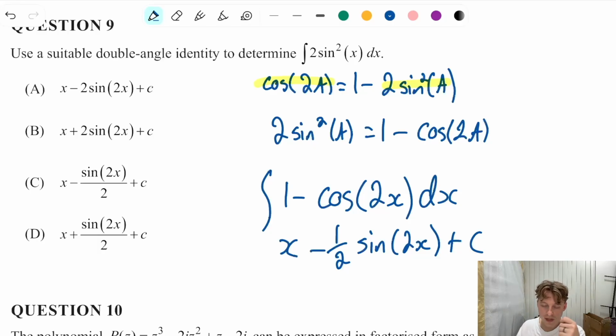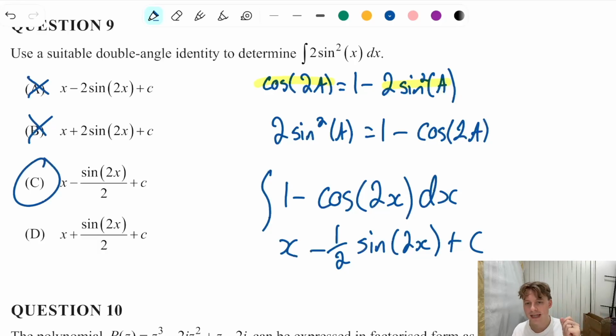So I'm looking at my options. It is not going to be A. It is not going to be B. My answer is going to be C. Again, just kind of matching up the answer I've got with my different options. 1/2 sine 2x is the same thing as sine 2x all over 2.